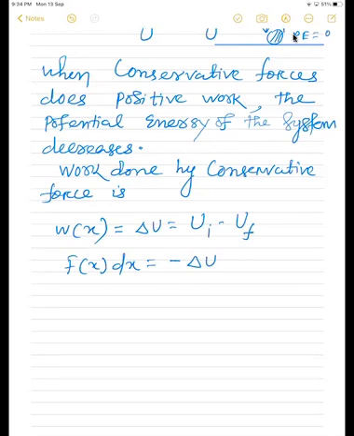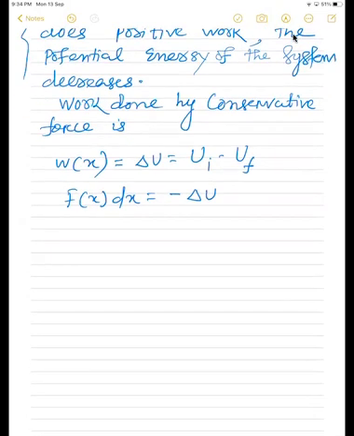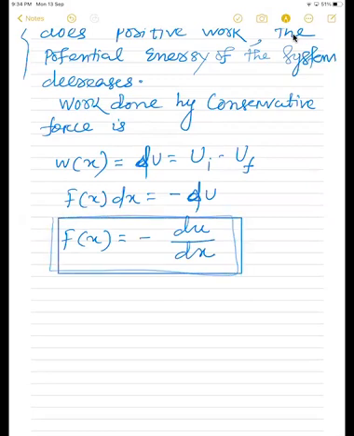Why I wrote minus delta U, understood? This was the reason for that. What increases, what decreases, just keep in mind with the example. Then we can write f of x is equal to how much? Minus dU. Take this one d also. Either you take delta or dU. So that is dU by dx: how the potential energy changes with displacement, correct?